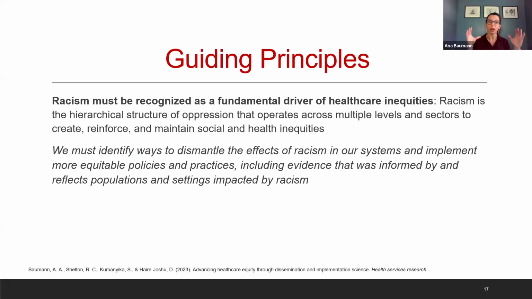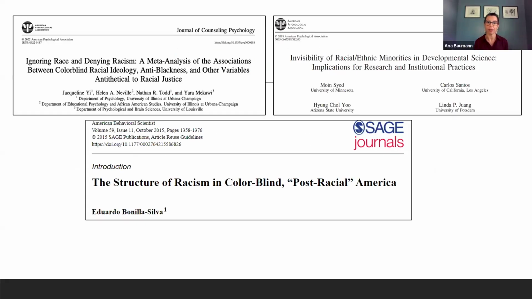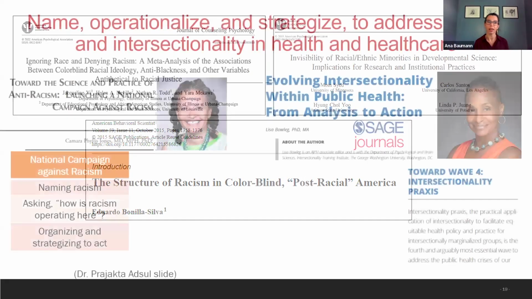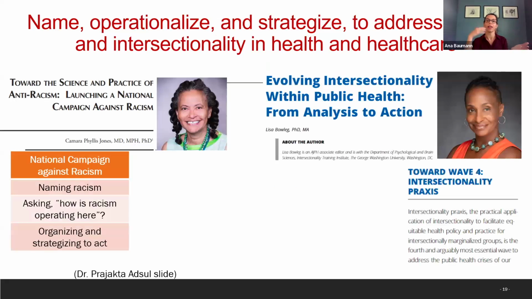Racism means currently we have structures of oppression that affect multiple levels, resources, and healthcare access. If we do not recognize those, we're not going to be able to reach those who really need us. Tons of papers have been talking about what racism is. Kamara Jones and Lisa Bolek say, unless we explicitly talk about things, we're not going to be able to address them. If we don't talk about them, we're never going to be able to address and measure them.